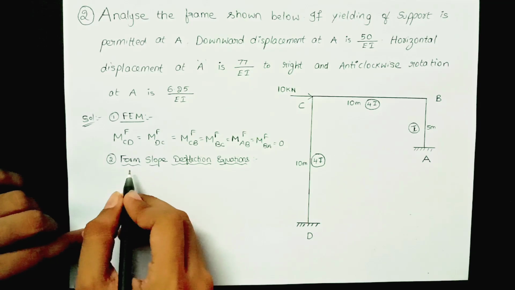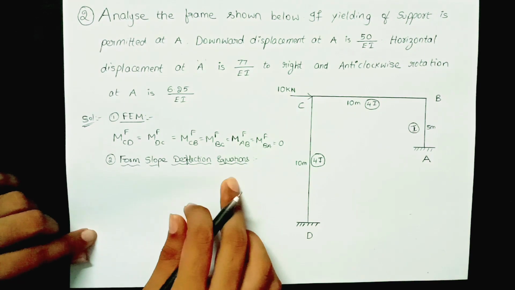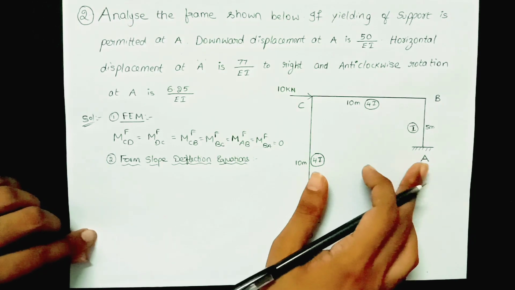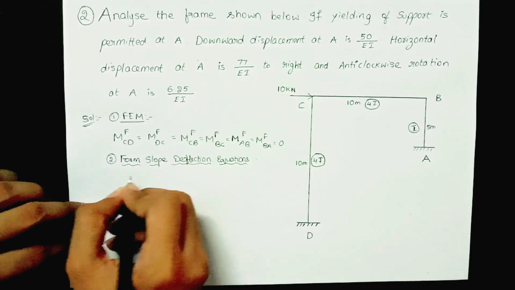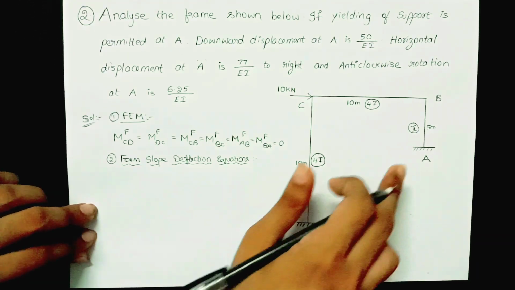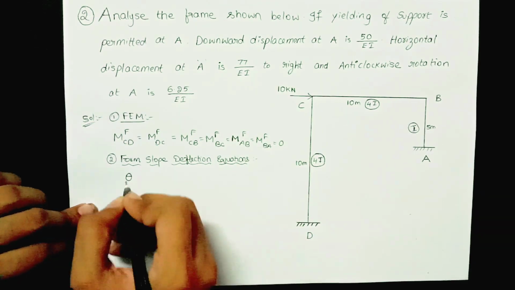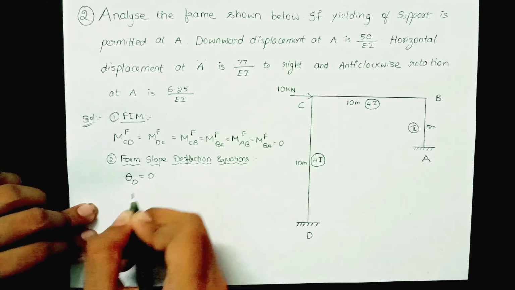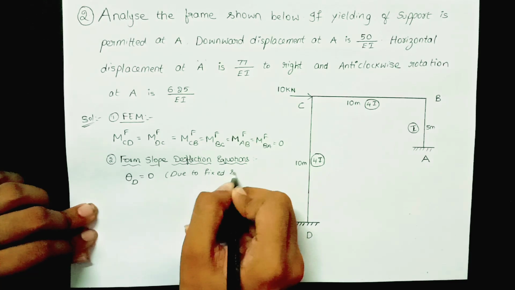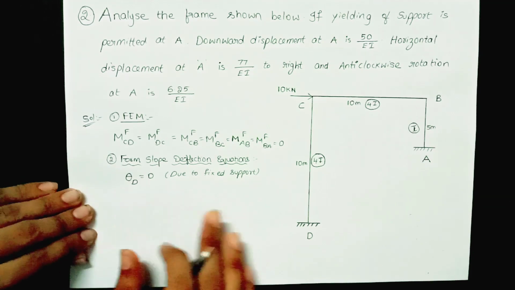Now the second step is to form the slope deflection equations. Before forming them, we have to take care of a few things because yielding is permitted at A. So first I am writing some conditions here. If we observe the frame, we have fixed supports at D and A. Since we have a fixed support at D, the slope at D, that is theta D, equals 0 due to fixed support.